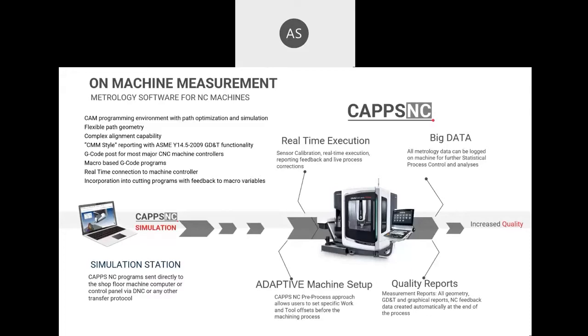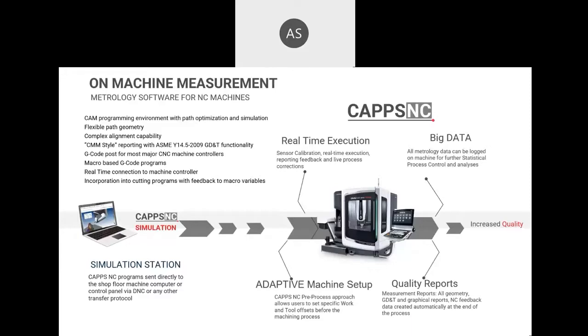And then finally, because of the real-time connection to the machine, we can easily incorporate our measurement cycles into cutting programs with feedback to macro variables. So let's say that you have a system in place, you have a cutting cycle that you want to adapt or implement probing cycles in. In that case, you would just develop the probing cycle. The probing cycle would have to manage itself, or you would have to manage a tool change or anything like that leading into that probing cycle. But in that case, the cutting cycle is the master. So the cutting cycle is what calls the probing cycle.